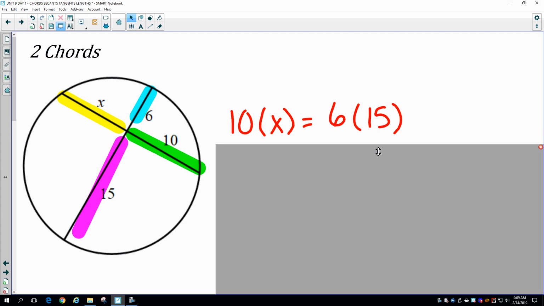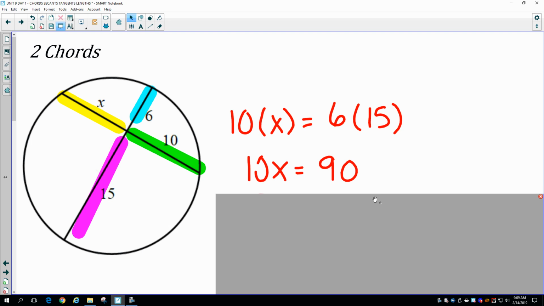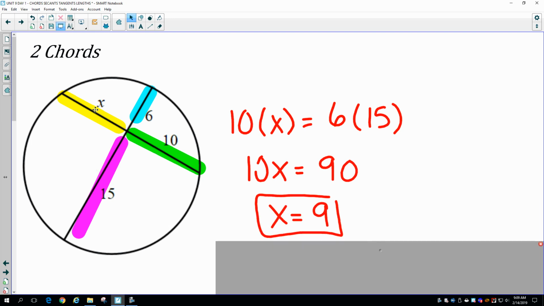So if I multiply 10 times X, that's going to be equal to 6 times 15. Those products, those multiplications, end up being equal to each other. And so we can use that relationship to find how long the other piece is. So I take my two pieces from one chord and multiply them. I take my two pieces from the other chord and multiply them, and I solve this equation. And so that little piece I highlighted in yellow is 9 long.